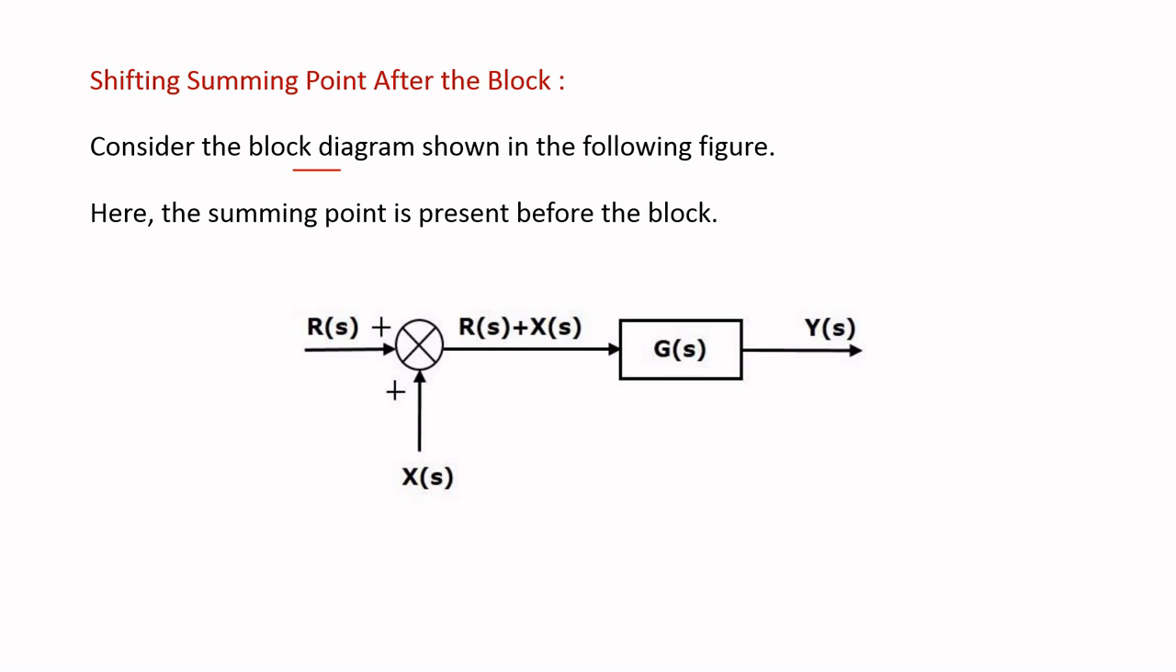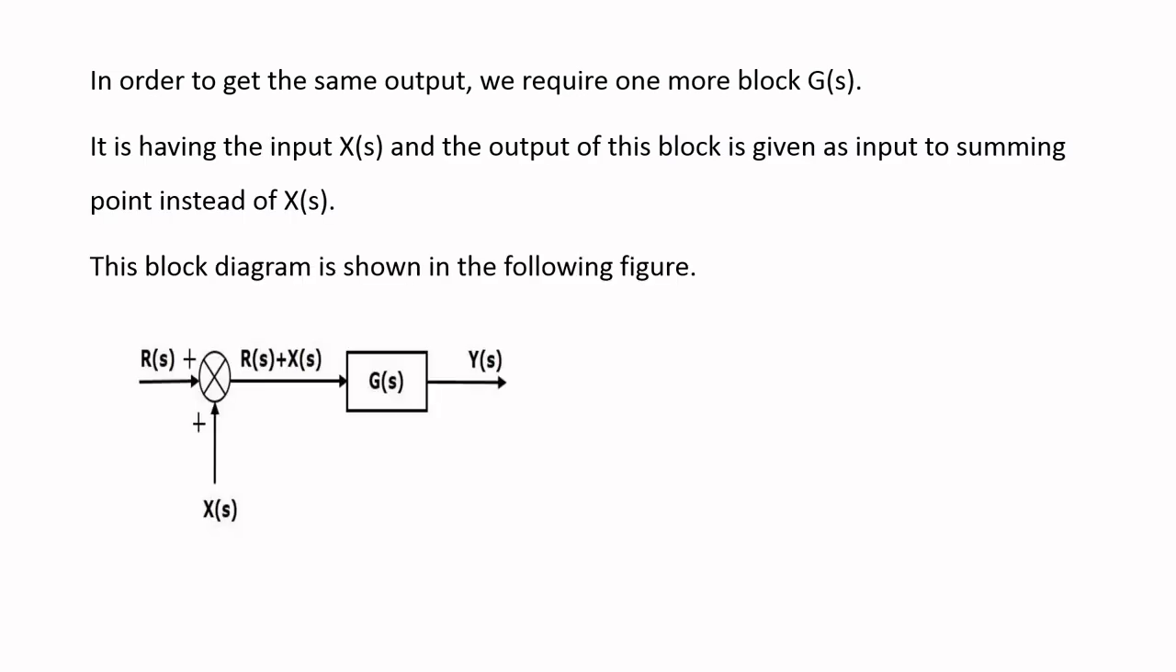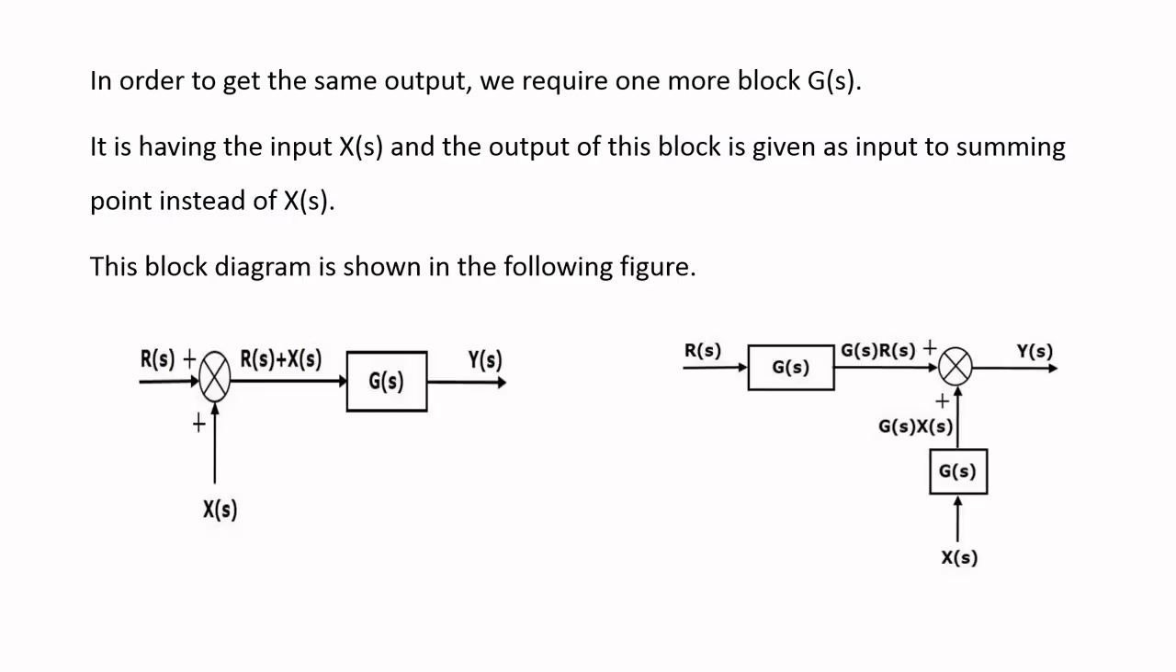In this block diagram, the summing point is present before the block. This is the representation of the block diagram: this is the summing point and this is the block. If you want to shift this summing point after the block, then what is the output of the equivalent circuit? We are going to discuss this using this concept. This is the equivalent representation of the summing point before the block and after the block.